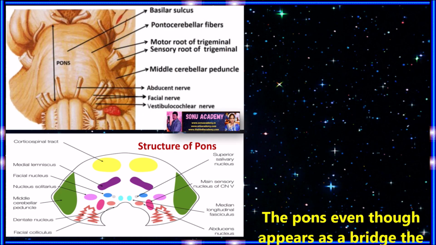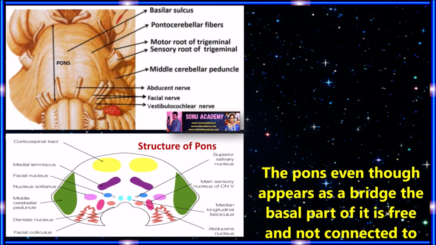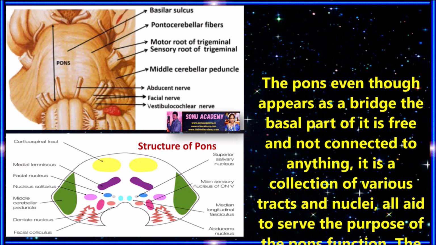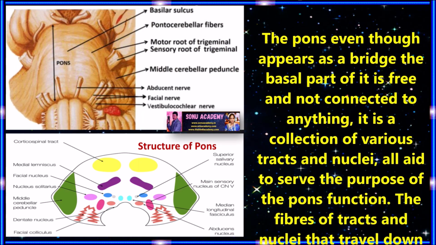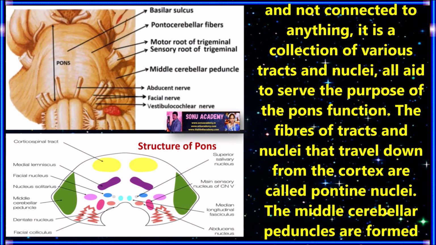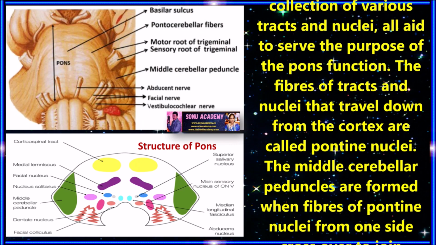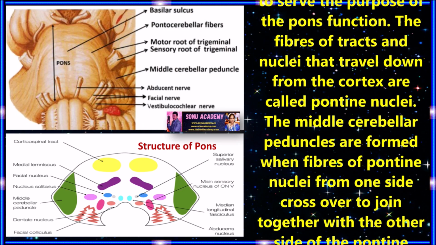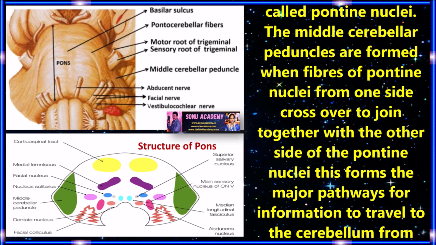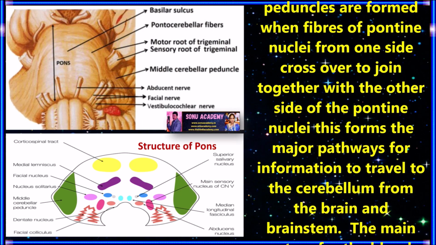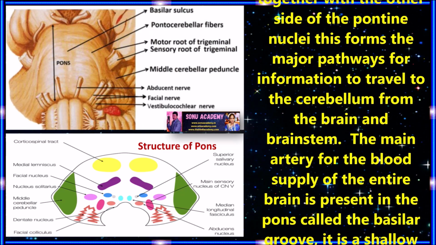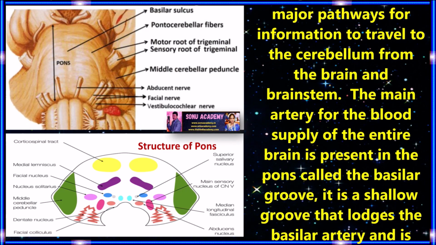Children, let us discuss the structure of the pons. Even though the pons appears as a bridge, the basal part of it is free and not connected to anything. It is a collection of various tracts and nuclei, all of which aid the function of the pons. These fibers of tracts and nuclei that travel down from the cortex are called pontine nuclei. The middle cerebellar peduncles are formed when fibers of pontine nuclei from one side cross over to join with the other side of the pontine nuclei. This forms the major pathways for information to travel to the cerebellum from the brain and brainstem.